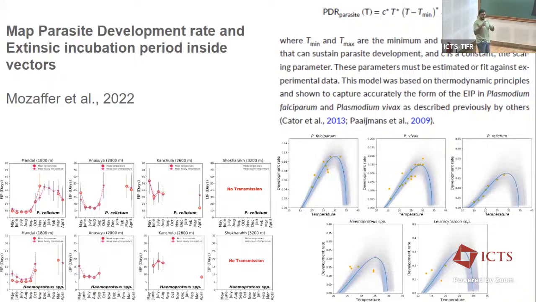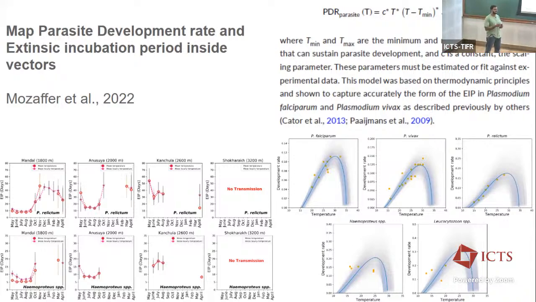And also the intraday variation or interday variation. The reciprocal of this parasite development rate is called the extrinsic incubation period. That is the number of days it would take for the parasite to grow. And these vectors have very small life cycles. Some of these vectors don't live for more than 50 days.